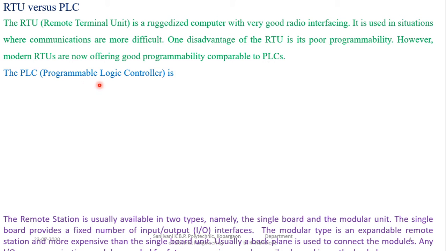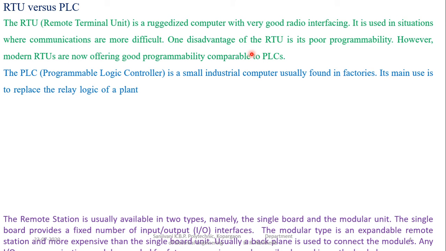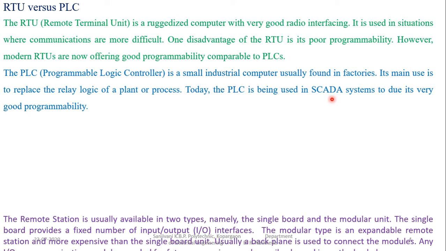The PLC, what is PLC? Programmable Logic Controller is a small industrial computer usually found in factories. Its main use is to replace the relay logic of a plant or process. Today, the PLC is being used in SCADA systems due to its very good programmability. Nowadays, we are going to use the PLC-based system, because it will provide you good programmability.